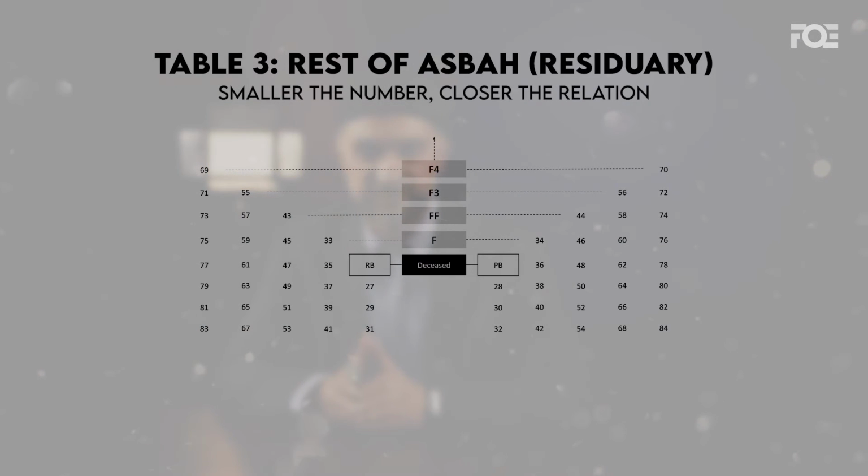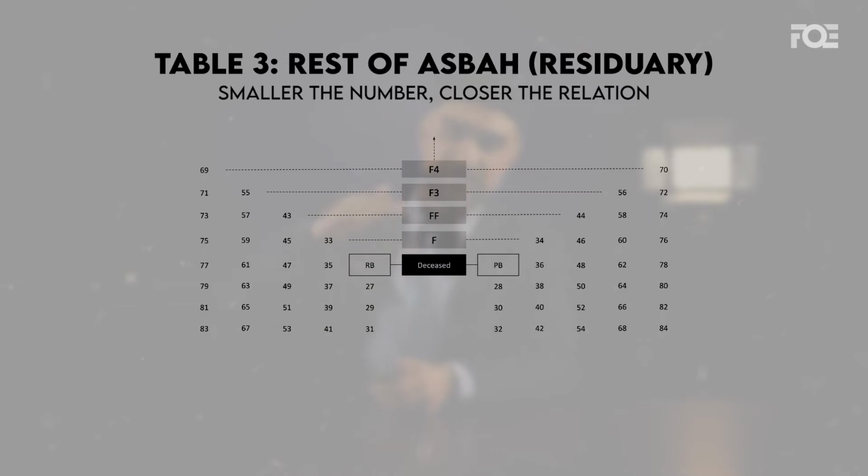Now let's look at table 3 and how it is organized. Table 3 is the one that you would use when you are trying to figure out who is the closest male relative. Over here we see the deceased person in the center, and on top we see the generations above them: father, father's father, father's father's father, and so on. And on the right and left we see RB and PB, which is real brother and paternal brother. And then below them we see their children, like real brother's son, and then their son, and so on and so forth.